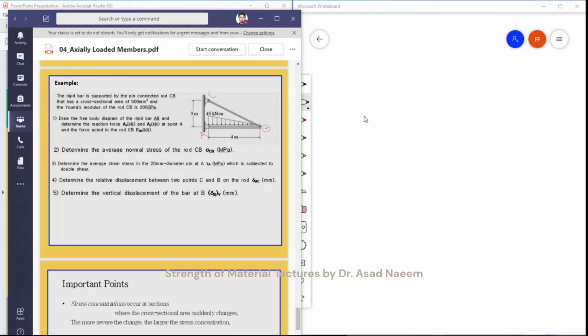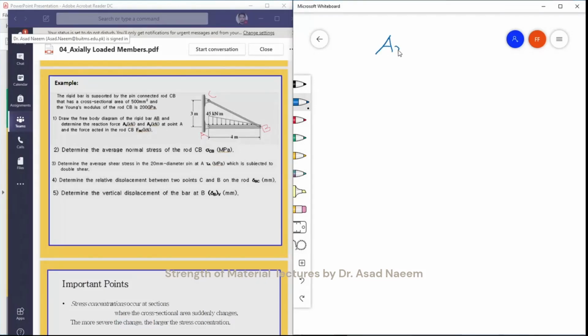This is simple. You can calculate AX and AY using the moment at B, and then applying Fx equal to 0 and Fy equal to 0, and you can calculate the forces, which you did correctly. I will just write down the answers. First of all, AX is equal to 40 kilonewton and AY will be equal to 60 kilonewton.